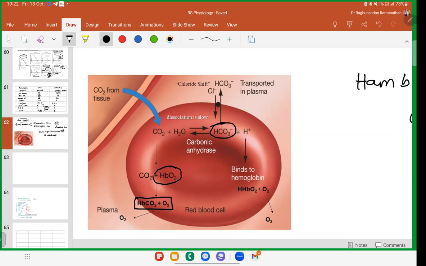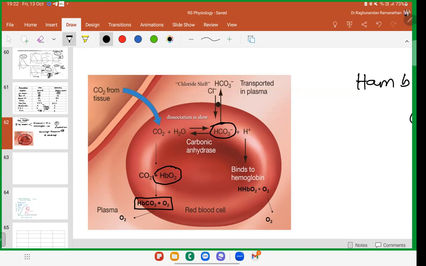But unfortunately, you have one more problem. What is that problem? The problem here is that you have more HCO3 minus in your RBC. This HCO3 minus has to be removed. If you want to remove the HCO3, you have to exchange it with some other ion. What ion is going to be exchanged in replacing your HCO3 minus? That is going to be chloride.